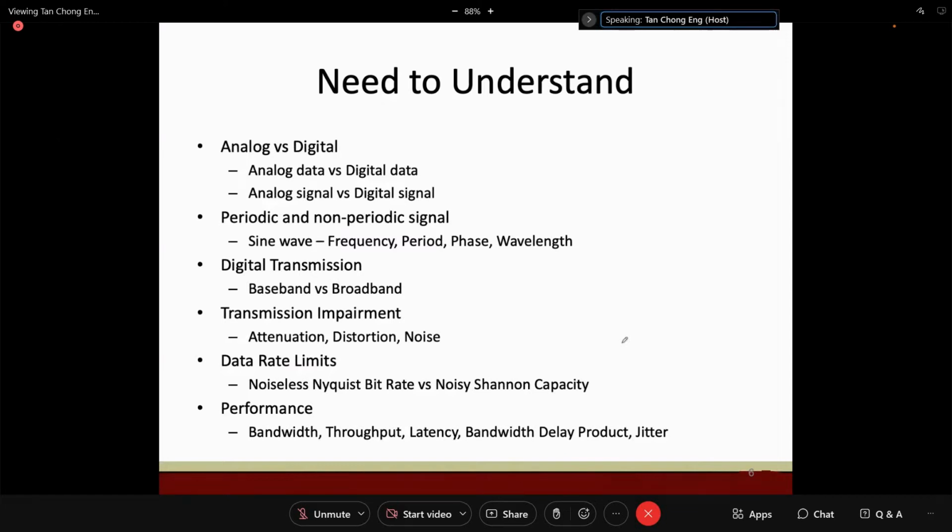And of course, when we talk about analog signal, we will have a lot of different types of signal. When you look at the word signal here, usually they refer to analog signals. The analog signal usually has the characteristics of a sine wave. They have frequency, period, phase, and wavelength. These are the four characteristics of a sine wave, which usually represents an analog signal.